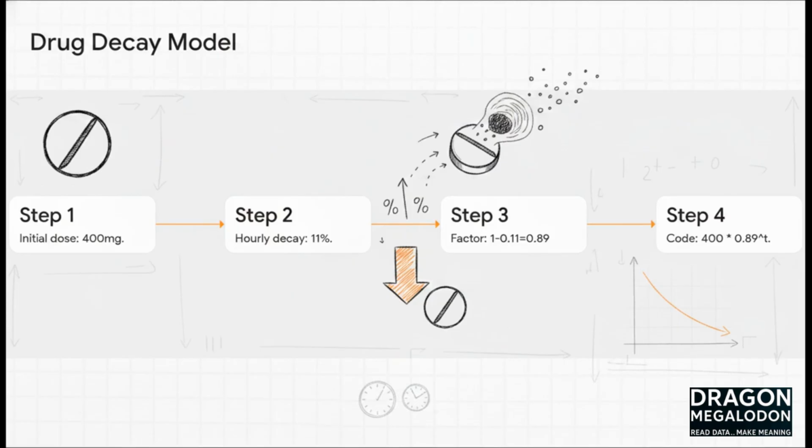Step 1. Your initial dose is 400 milligrams. Step 2. It gets eliminated from the body at a steady rate of 11% per hour. Step 3. We calculate our shrink factor by subtracting 0.11 from 1, which gives us 0.89. Step 4. Compile the final code. F of t equals 400 times 0.89 to the power of t. If we execute this over 24 hours, the system calculates that only 24.4 milligrams remain in the body. It just steadily decays away.